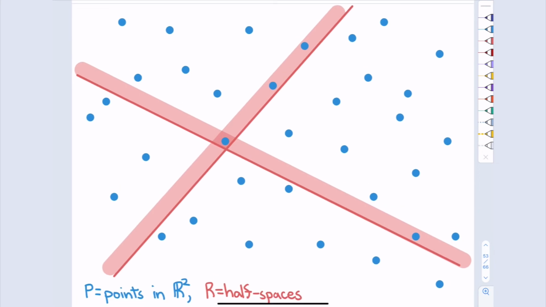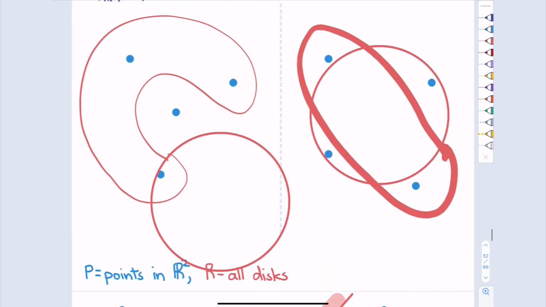Okay, so half spaces. The VC dimension becomes 3 because we can't do 4, and then for intervals, the VC dimension is 2 because we can't do 3. Oh, but we can do 3. I mean, I can draw 3 points and show that we can do all of them. The hard part usually is showing that you can't do the x plus 1.